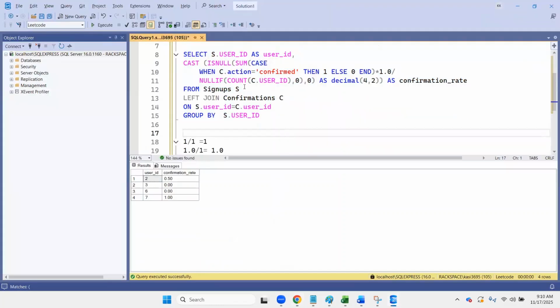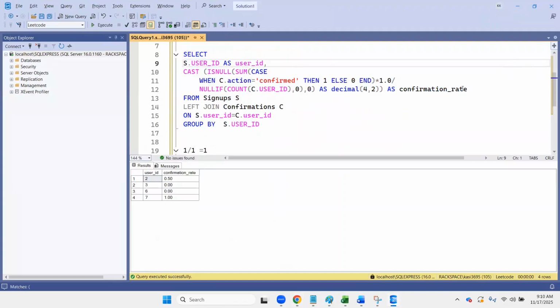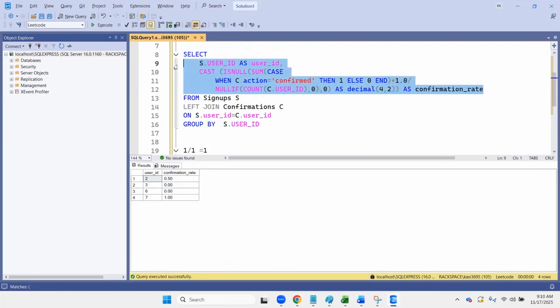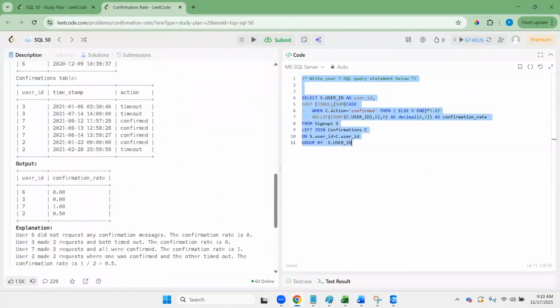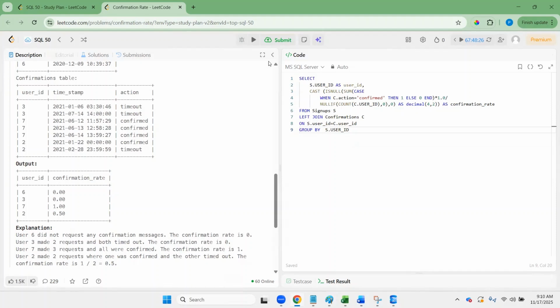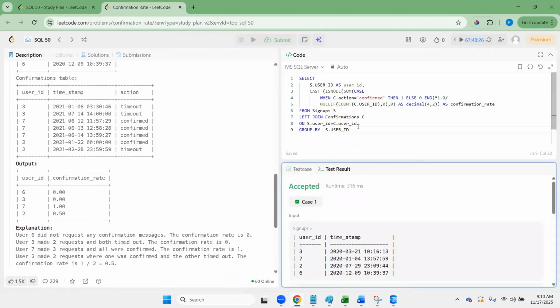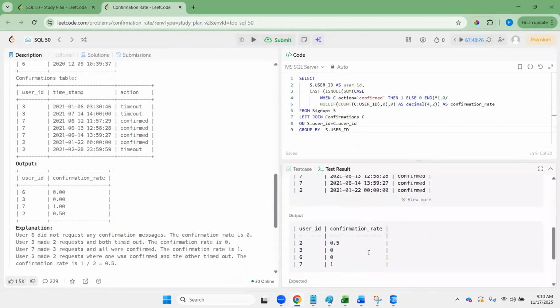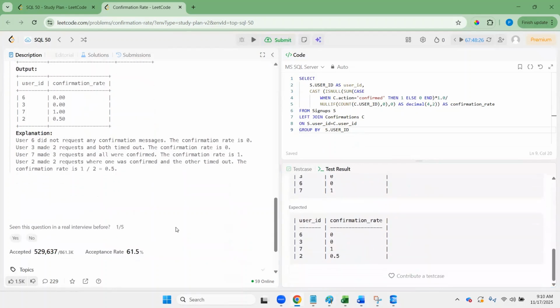So let me put this query here. Before that, I'm just formatting this one. To do the formatting, I will use some tabs. Okay. Let's do this. Let me run this. So we are able to match with the expected value.